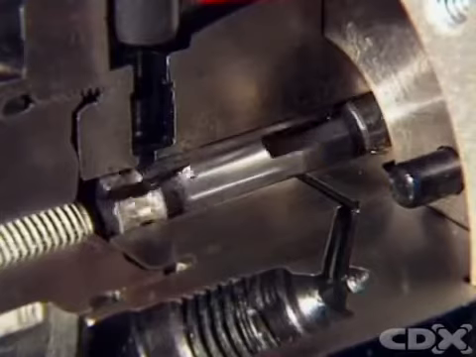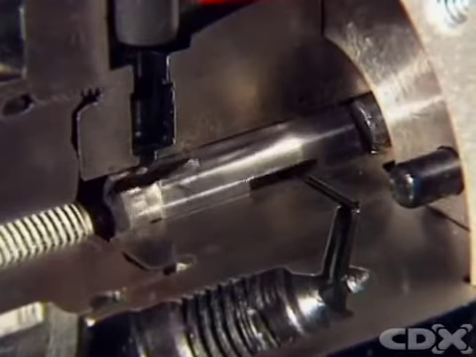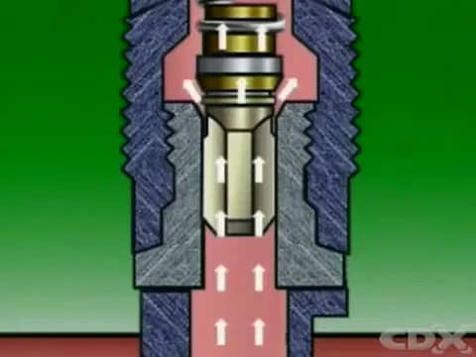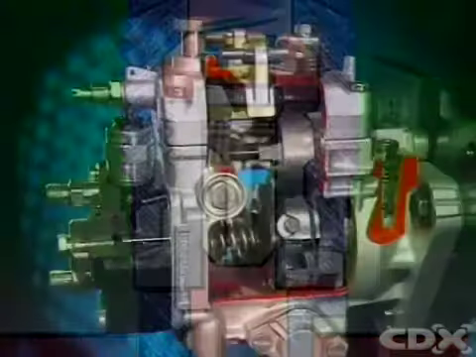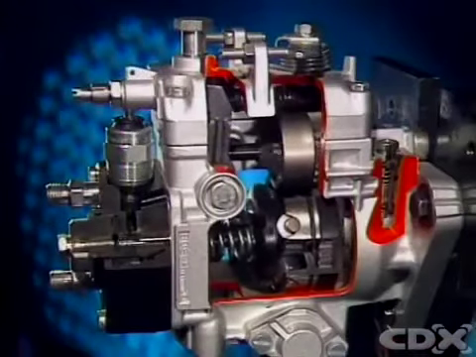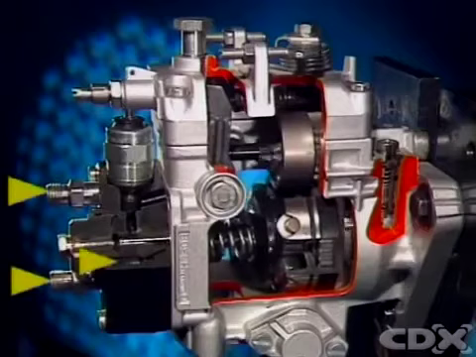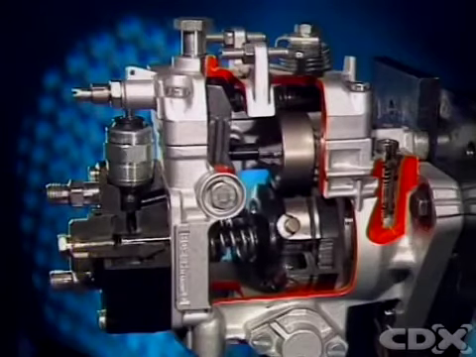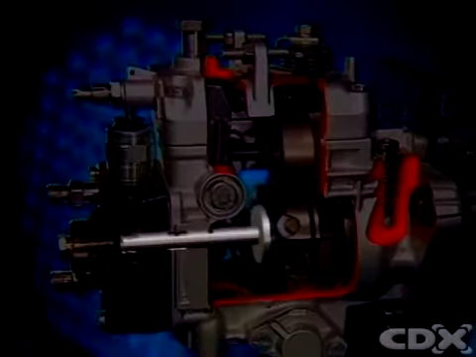The reciprocating motion pressurizes the fuel in the pumping chamber. The plunger's pumping action forces fuel through a delivery valve to the injector. This pump is for a 3-cylinder engine, so it has 3 delivery valves. The barrel has 1 intake port and 3 distribution ports.